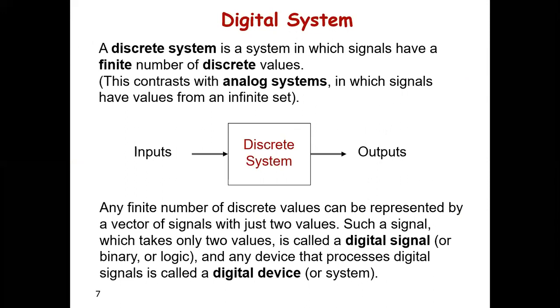Any finite number of discrete values can be represented by a vector of signals with just two values. Such a signal which takes only two values is called a digital signal or binary logic, and any device that processes digital signals is called a digital device or system.